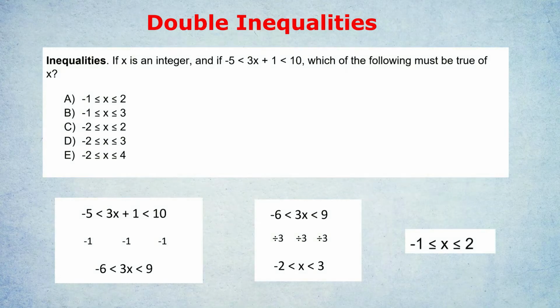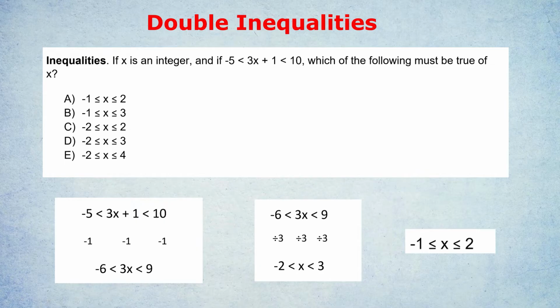The -5 would become -6, the 3x plus 1 would just become 3x, and the 10 would become 9. And again, we can now divide by 3 just to get a simple x in the middle, but we have to remember to do it to all 3 parts. -6 divided by 3 is -2, 3x divided by 3 is x, and 9 divided by 3 is 3.